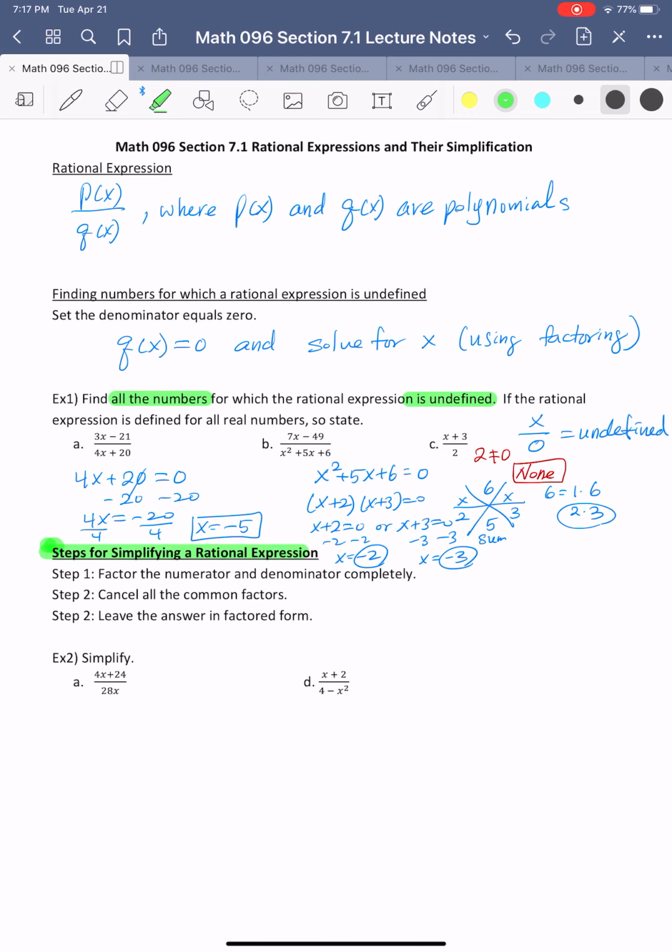All right, so steps for simplifying a rational expression. I put down the steps. Number 1, factor the numerator and denominator completely. Number 2, cancel all the common factors possible. And then leave the answers in factored form. So I'm going to show it to you.